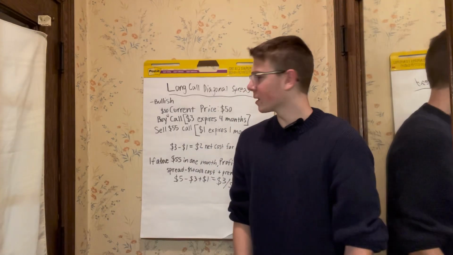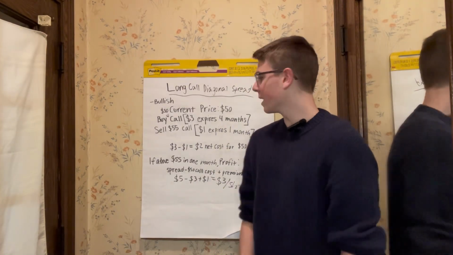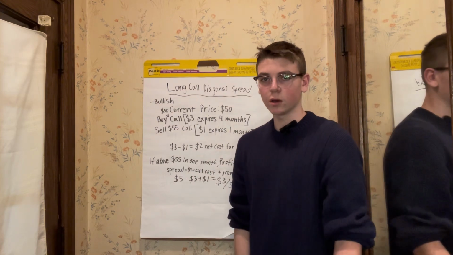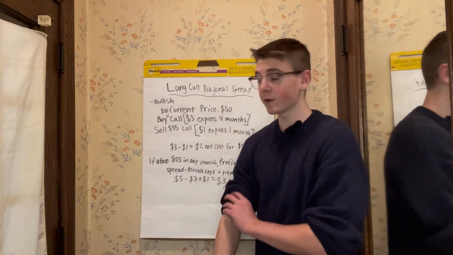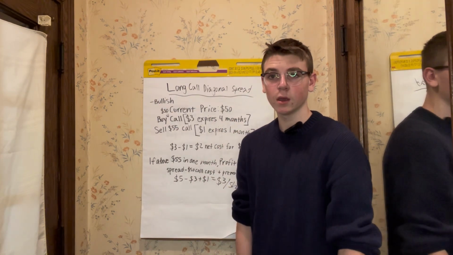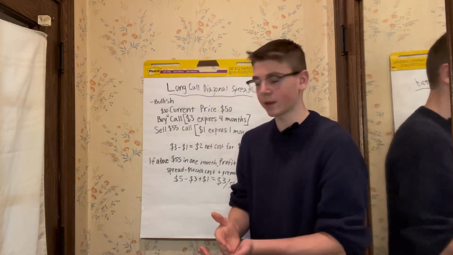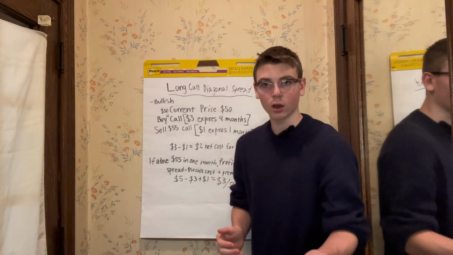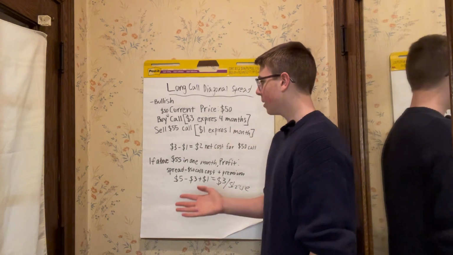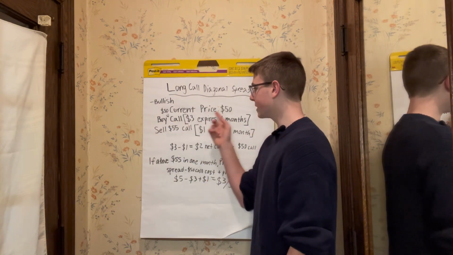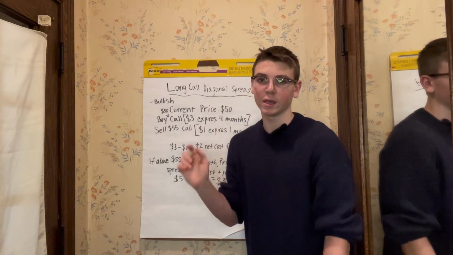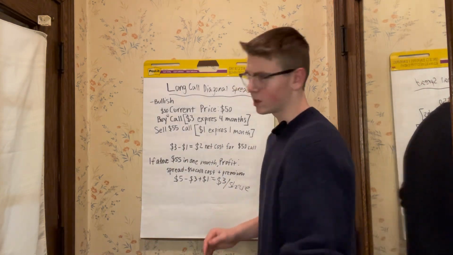All right, so our example of the long call diagonal spread, of course, this is our bullish strategy. For all of the things we go over, it's going to be a $50 current price. So we're buying a call with a strike price at the current price, and this is going to be a long call. It's going to be like 4 months out. And we're saying, okay, we're going to buy a $50 call, and that is $3. We're just assuming. This is all simplified.